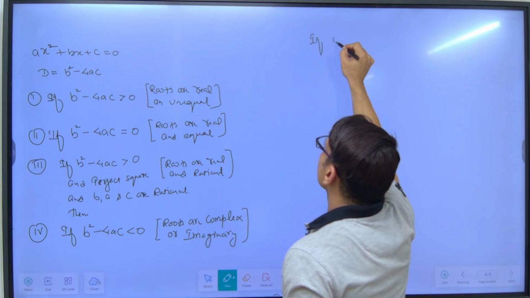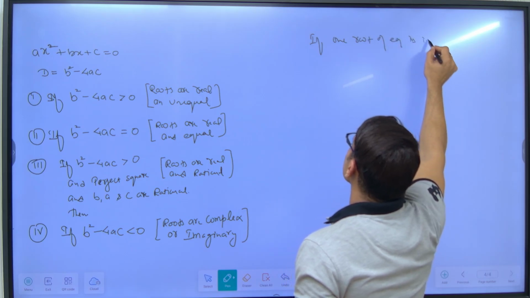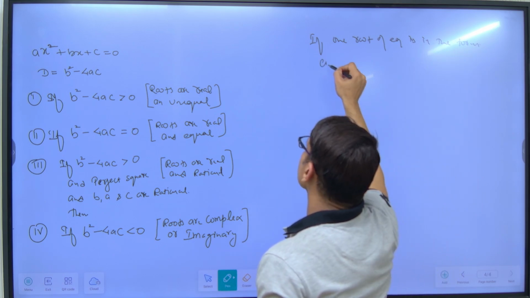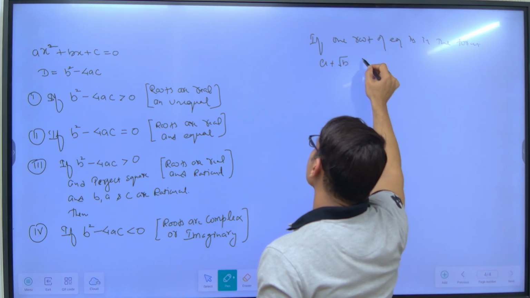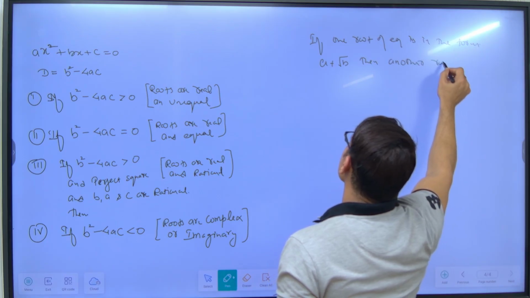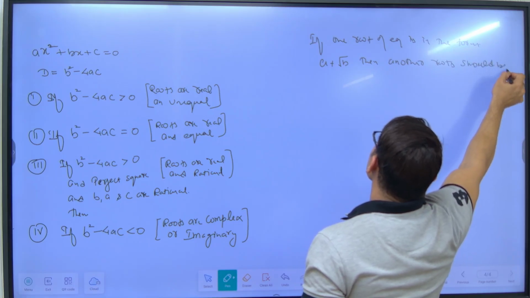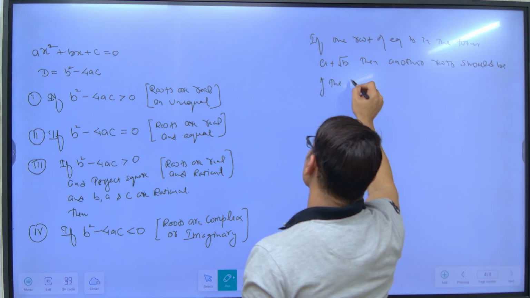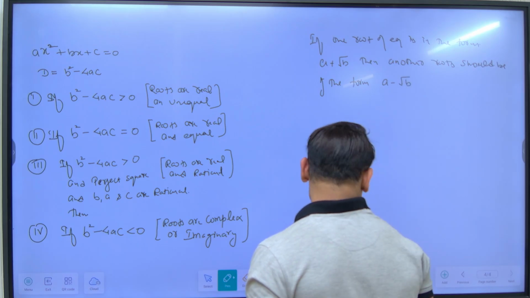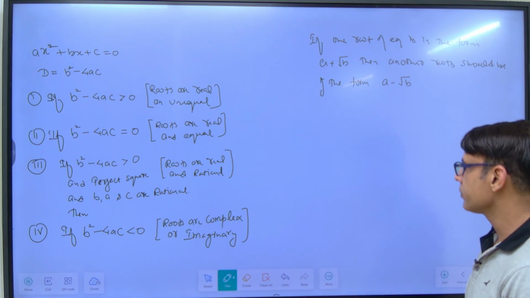If one root of equation is in the form a plus root b, then another root should be of the form a minus root b, also called conjugate. So only sign with root will change, right?